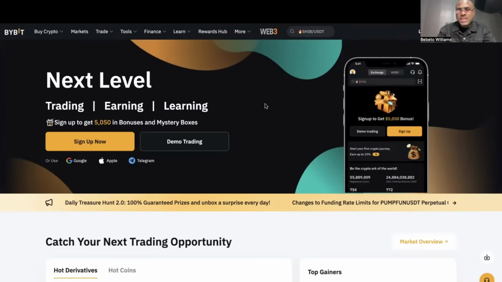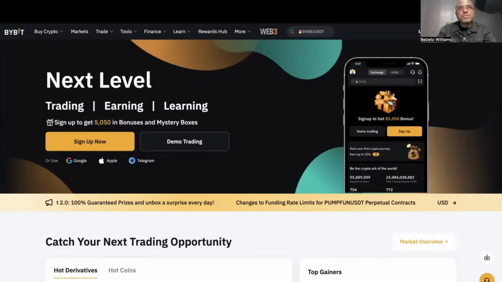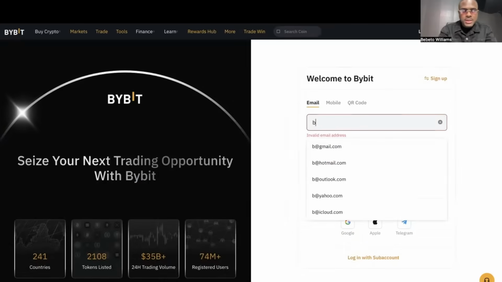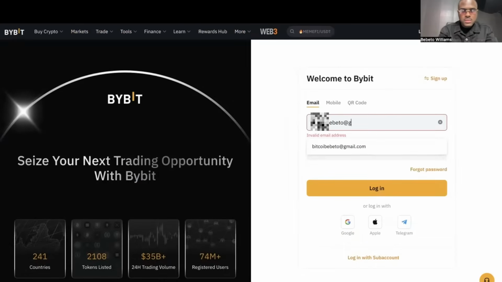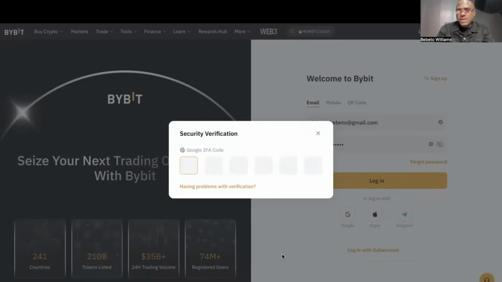So once you click on the link, it's going to direct you to this landing page. Once you get to the landing page, the first thing you want to do, if it's your first time, is to sign up. Since I've signed up already, I'll just go ahead and log in on this page. So I'll input my email address and my password.